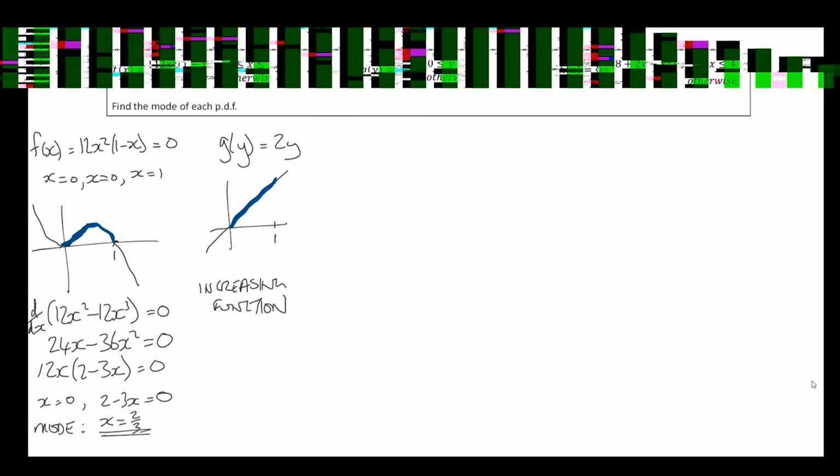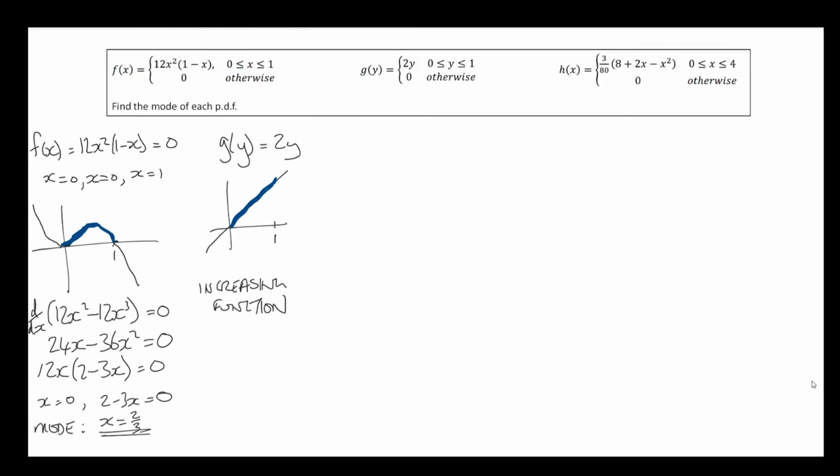If this was a decreasing function, similarly by inspection, we would know that the highest point of the function within the valid interval would be the lower limit of the interval. So for linear functions, it should be quite straightforward. Differentiating here would get you nowhere. I've seen lots of students who just think in their head, to find a mode, I'm going to differentiate.